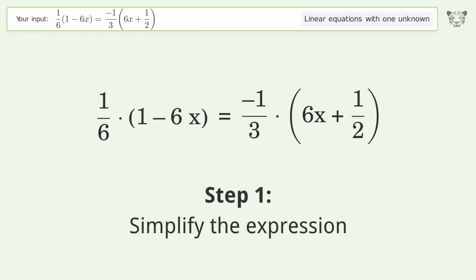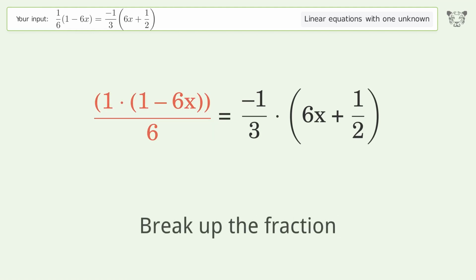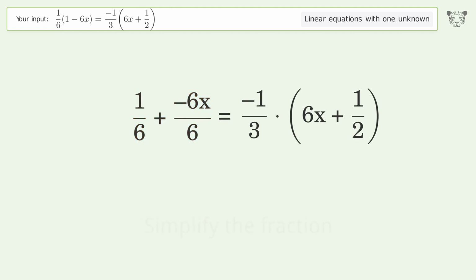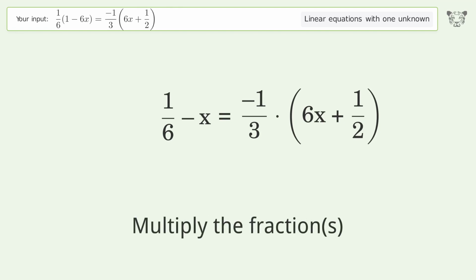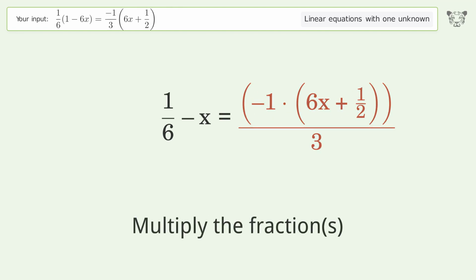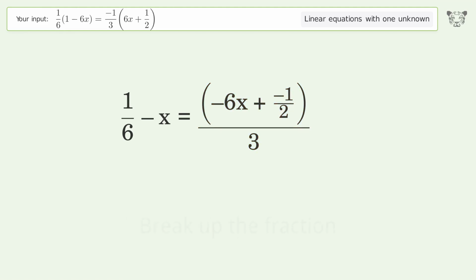Simplify the expression. Multiply the fractions. Break up the fraction. Simplify the fraction. Multiply the fractions. Expand the parentheses. Break up the fraction.